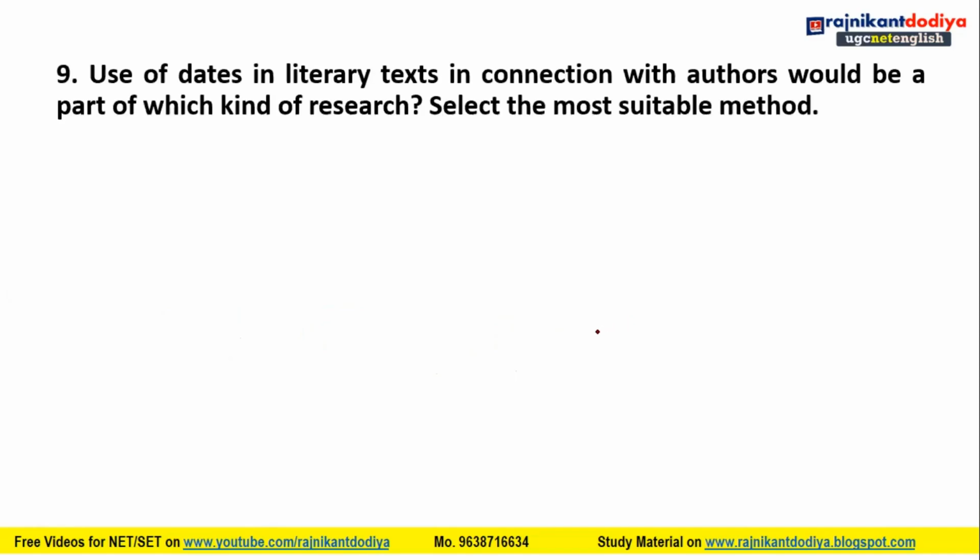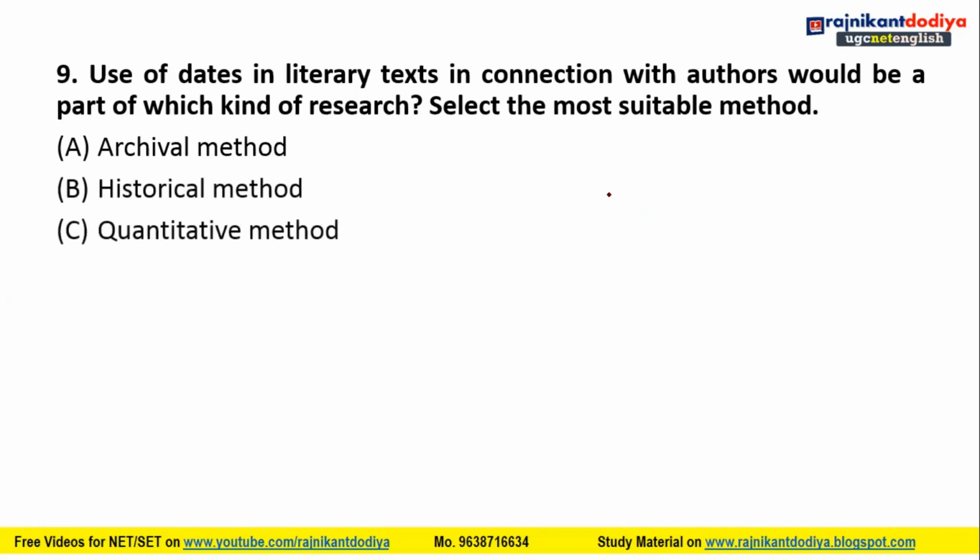Then, use of dates in literary texts in connection with authors would be a part of which kind of research? So here we have to select one suitable method, the most suitable method: archival method, or historical method, or quantitative method, or all of the above. So friends, use of dates, as I mentioned in the earlier question, that dates are very important, the data in the form of data. Then literary texts in connection with authors would be a part of which kind of research?